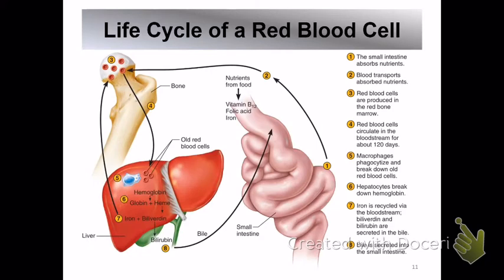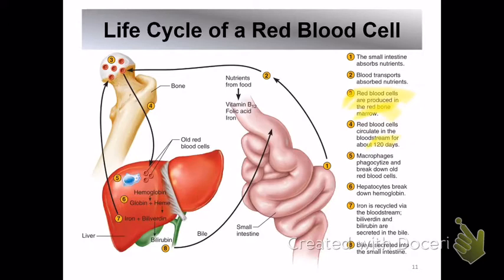Okay, life cycle of a red blood cell. So we already know they're made in the red bone marrow, right? This just kind of goes through the steps. So the first one, you got to have nutrients. The blood transports the absorbed nutrients. We've already highlighted, but you could do it again if you wanted. They're produced in the red bone marrow. Red blood cells circulate in the bloodstream for about 120 days. So that's about how long they last.